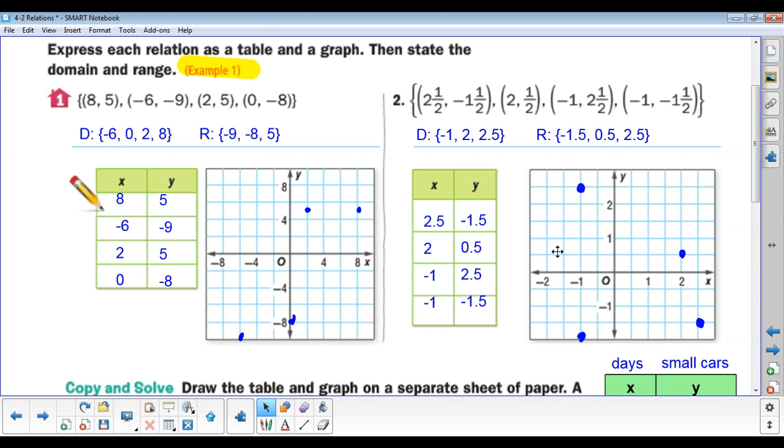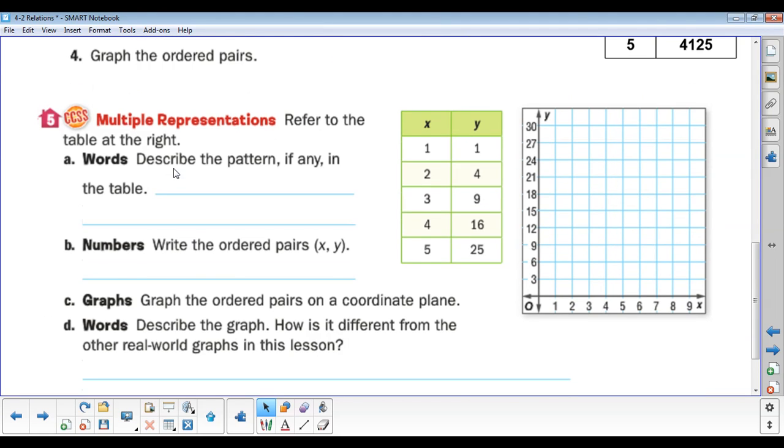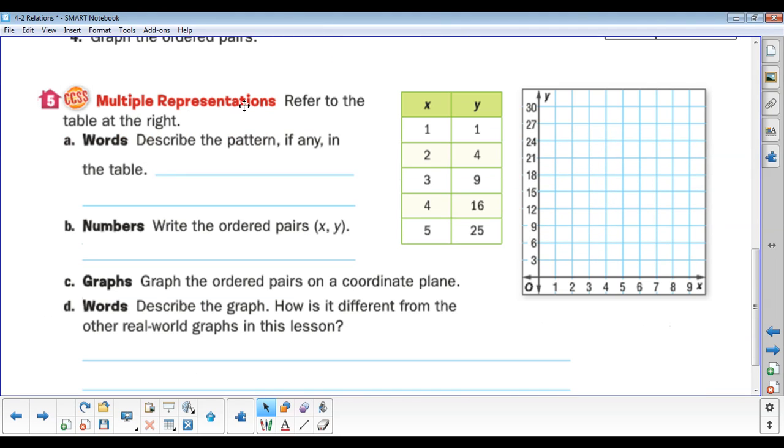Now for our last problem on the page, we're looking at multiple representations. Refer to the table on the right. Describe the pattern, if any, in the table. So let's take a look at these. We have 1, 1, 2, 4, 3, 9, 4, 16, 5, 25. Now, the numbers aren't going up by the same amount each time. They go up by 3, and then 5, and then 7, and then 9. So I guess you could say that pattern, it's kind of going up by consecutive odd numbers.